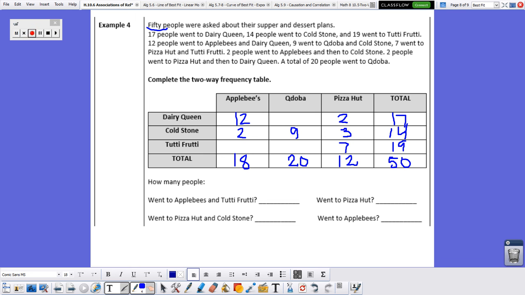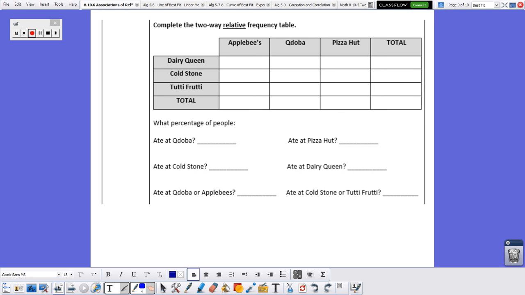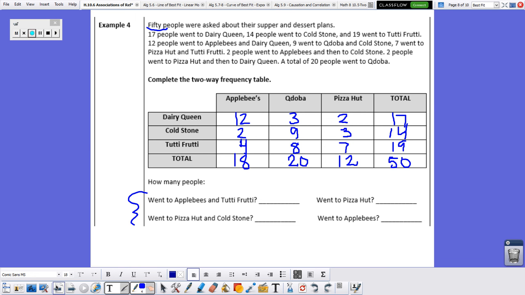Well, now my Applebee's is almost filled in. I'm missing 4 that went to Tutti Frutti. Now I can fill in the Qdoba Tutti Frutti. That's 8. And I can fill in the Dairy Queen Qdoba. I'm missing 3. I've got my whole table now. And then, of course, we can answer all the questions below. And we can also answer the next slide. Oopsie, the next slide. We know how to do this now. I just wanted to make sure we knew how to fill in all those holes in our two-way frequency table. All right, you guys are ready to rock and roll on your homework, so let's get going.